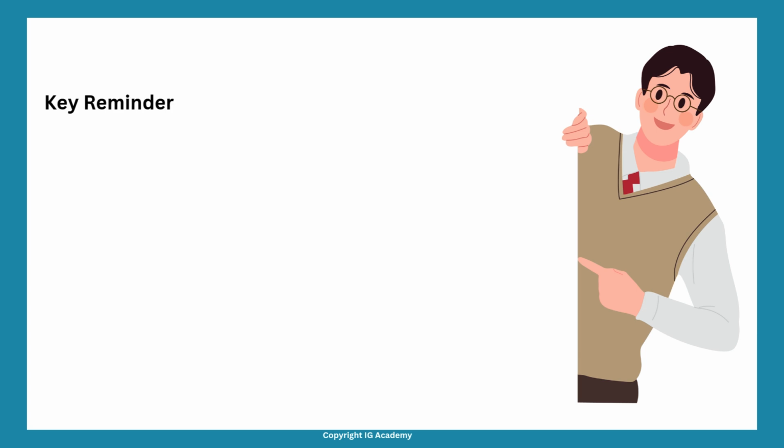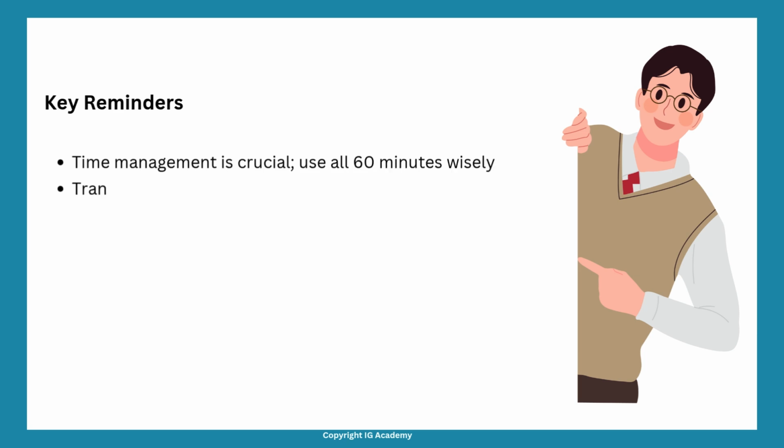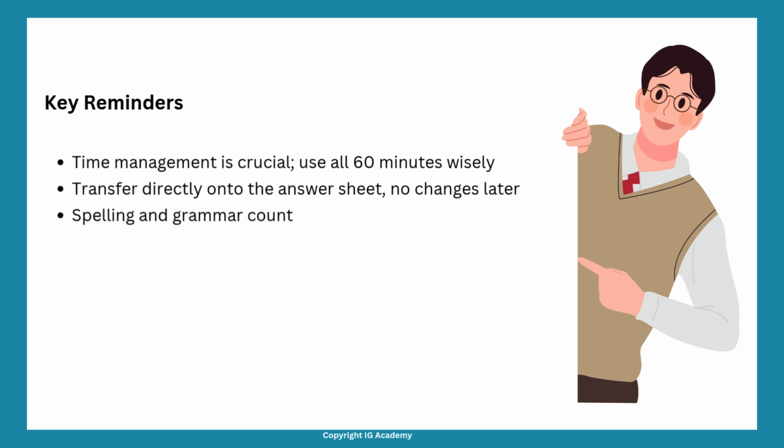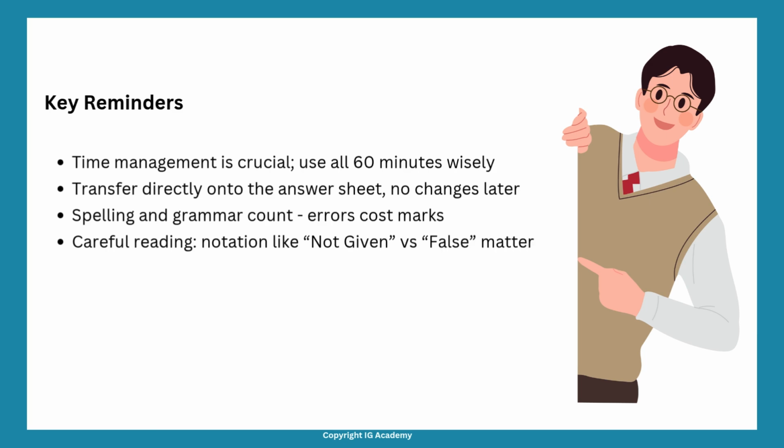Effective time management is crucial in the IELTS Academic Reading Test, as you have 60 minutes to complete all tasks and transfer your answers directly onto the answer sheet without any opportunity for changes afterward. Paying close attention to spelling and grammar is important because errors can result in lost marks. Careful reading is also essential, especially when distinguishing between similar answer choices such as not given and false. Additionally, you must adhere strictly to the word limit specified in completion tasks to avoid losing points.